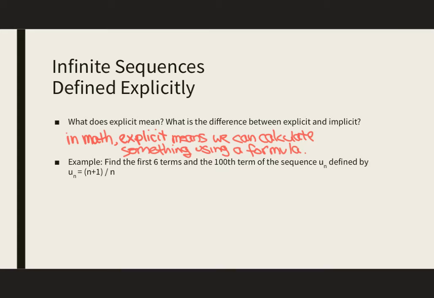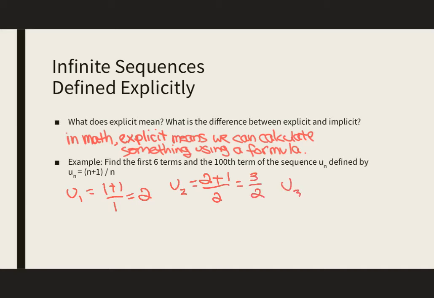All of these terms, or any term we're looking for, can be found simply by plugging in the number of the term. So the first term is u sub 1, and we plug that in for the n. So we get (1 plus 1) over 1, which is 2. And then let's do u sub 2 over here. You could just write the actual values. You probably don't need to plug it in. So u sub 2 would be (2 plus 1) over 2, which is 3/2.